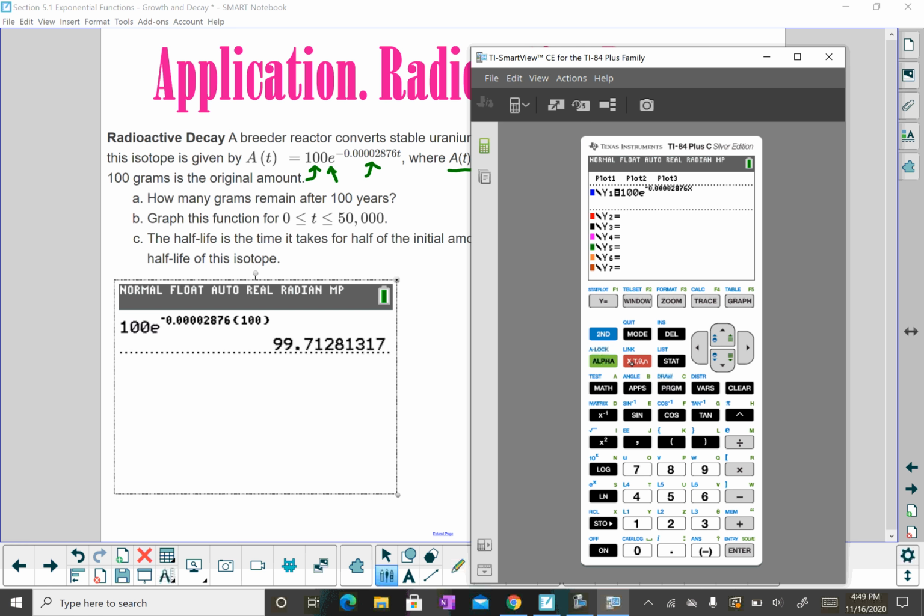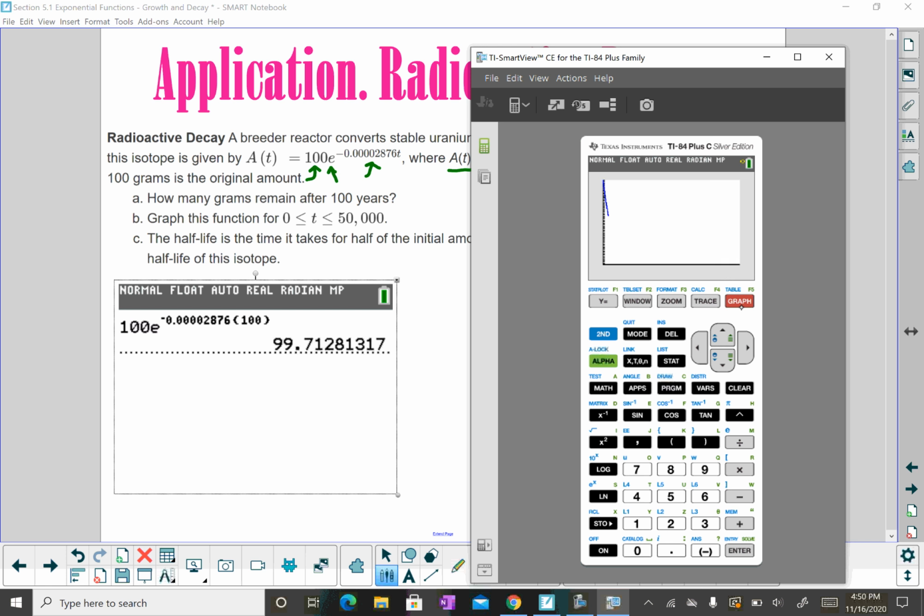Okay, and we were told a certain window to use, so the next thing I'm going to do is hit window, and T is my X's here. We need to use values from 0 to 50,000. Okay, and my Y values, I'm going to change these a little bit. So my maximum Y value, I'm going to make 100 because that's the starting amount, and we know it's decaying. Now I can't have a negative amount of something, so I'm going to say everything from 0 to 100 would be a nice picture here.